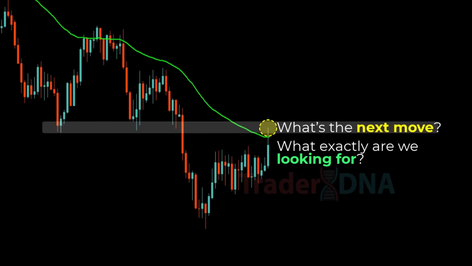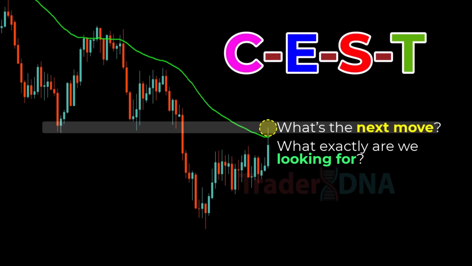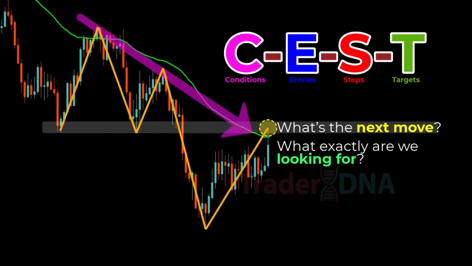And this is where my entire trading system becomes insanely clean. Because every strategy I use follows the same formula, CEST. Conditions, entries, stops, targets. If a strategy doesn't have crystal clear rules for all four, it's not a strategy, it's a guess. And we don't guess here. We already covered the conditions. The trend is down, structure is clear, and price is pulling back into a value zone. So now we move on to the entry step.